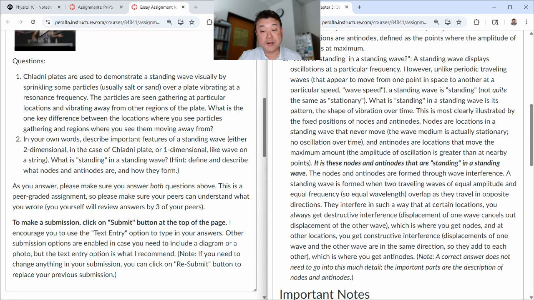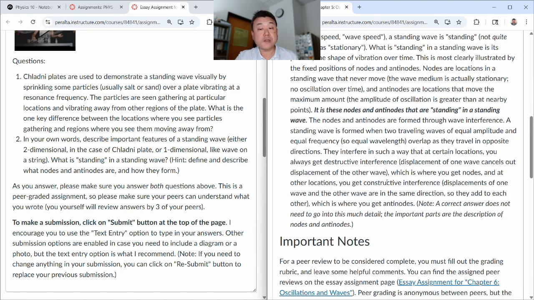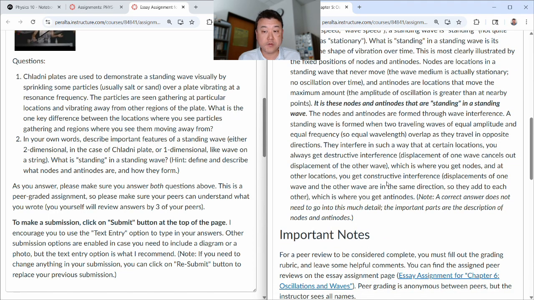The nodes and antinodes are formed through wave interference. A standing wave is formed when two traveling waves of equal amplitude and equal frequency, so equal wavelength, overlap as they travel in opposite directions. They interfere in such a way that at certain locations you always get destructive interference. Displacement of one wave cancels out displacement of the other wave, which is where you get nodes. And at other locations you get constructive interference. Displacements of one wave and the other wave are in the same direction, so they add to each other, which is where you get antinodes.